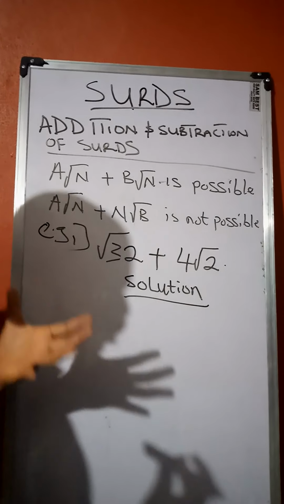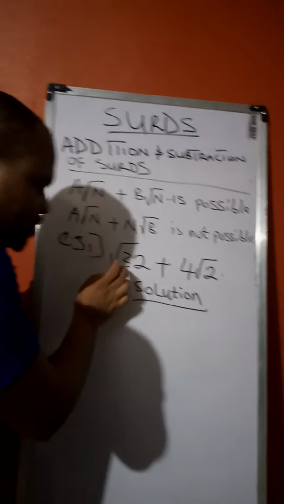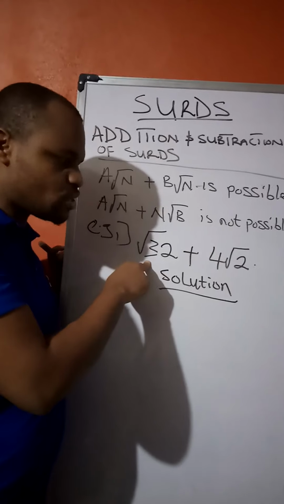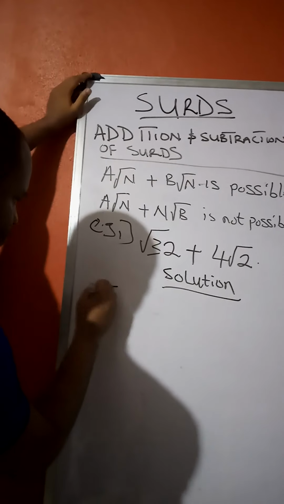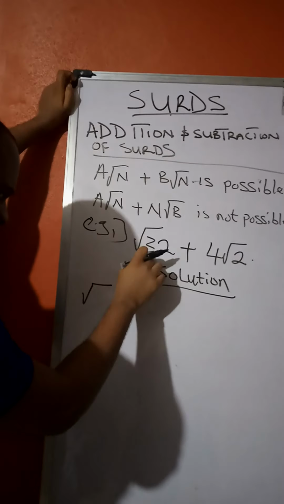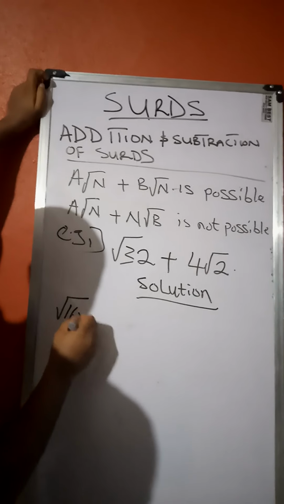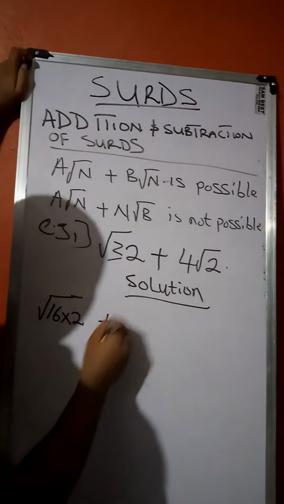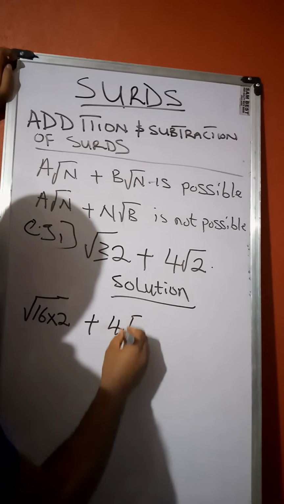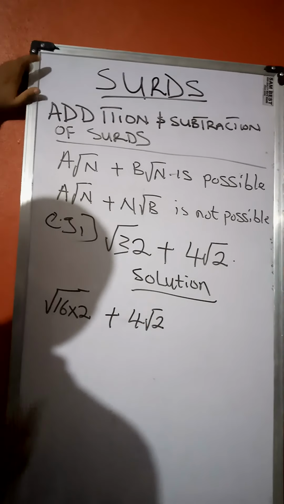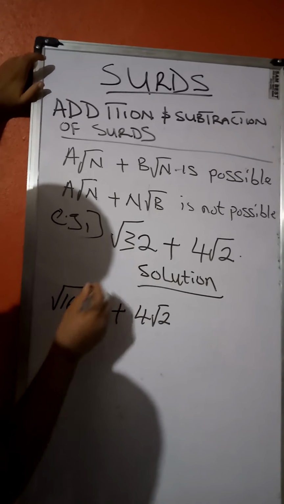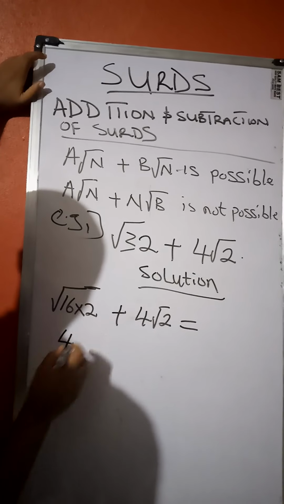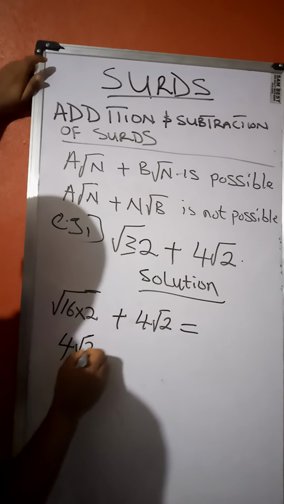Remember, we did reduction of surds. So we have to first reduce this 32. Is it possible for me to have a perfect square inside 32? Root 32, I can have a perfect square. I can write 32 as 16 times 2. 16 times 2 is 32. Plus what? 4 root 2. Now, 16. What is the square root of 16? The square root of 16 is what? 4. I'll be having root 2.